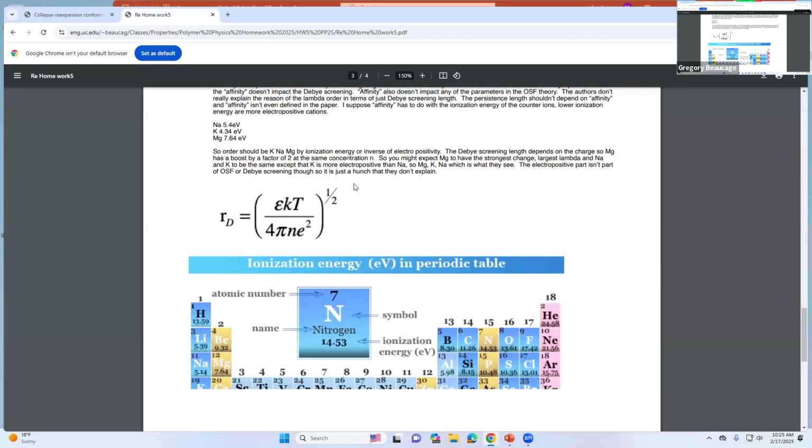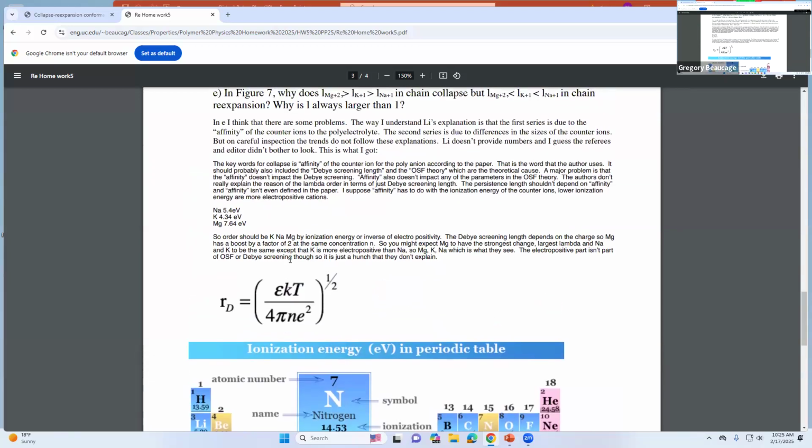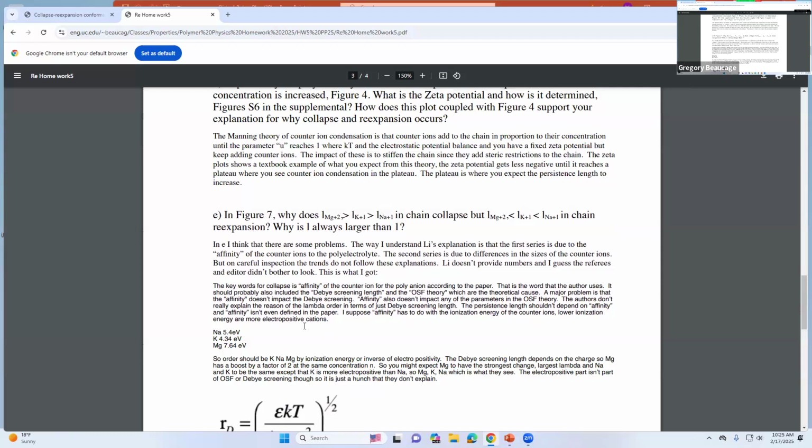You could look at something called electronegativity for anions, and electropositivity for cations, but it's really called the ionization energy. You can look at it in the periodic table, and that would be how much it would attract an anion. I guess that would be the affinity. If you do that, it isn't the order he says. That's a big problem. There's no feature of these cations that follows that trend. He just says affinity, and he doesn't define it. So that's kind of weird.